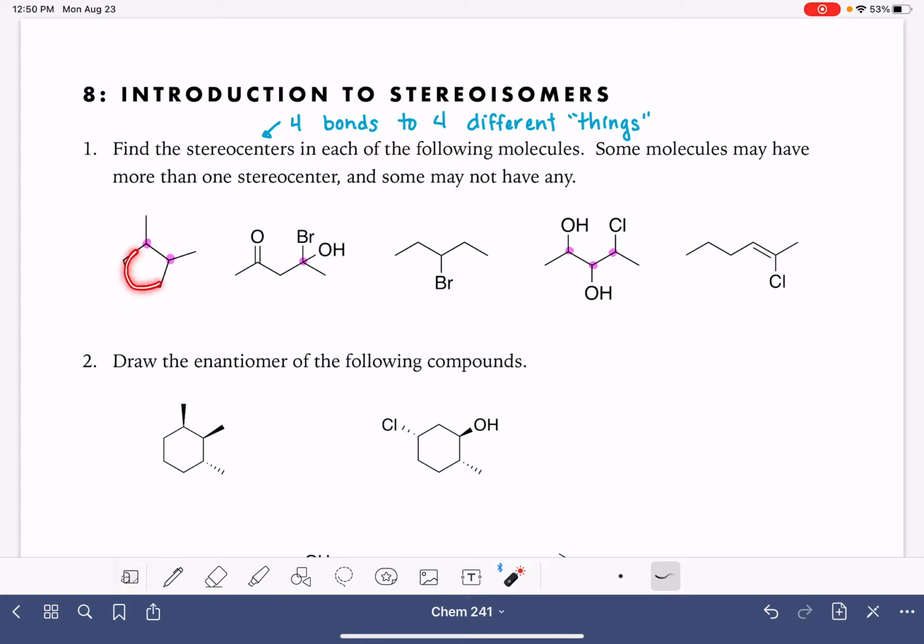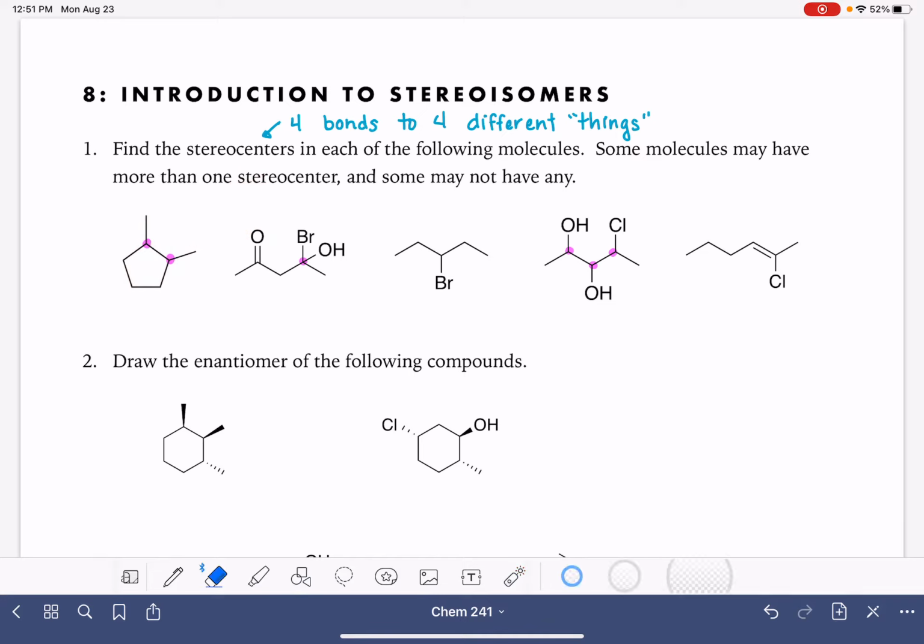And this is kind of a confusing situation for students because they can see here's one thing, here's a second thing, and then isn't this just a third thing? So maybe this guy only has, well, we know it has 4 bonds, so it's not 3 bonds, but is it only bonded to 3 things, even though it has 4 bonds? That's why these cyclics are pretty confusing.